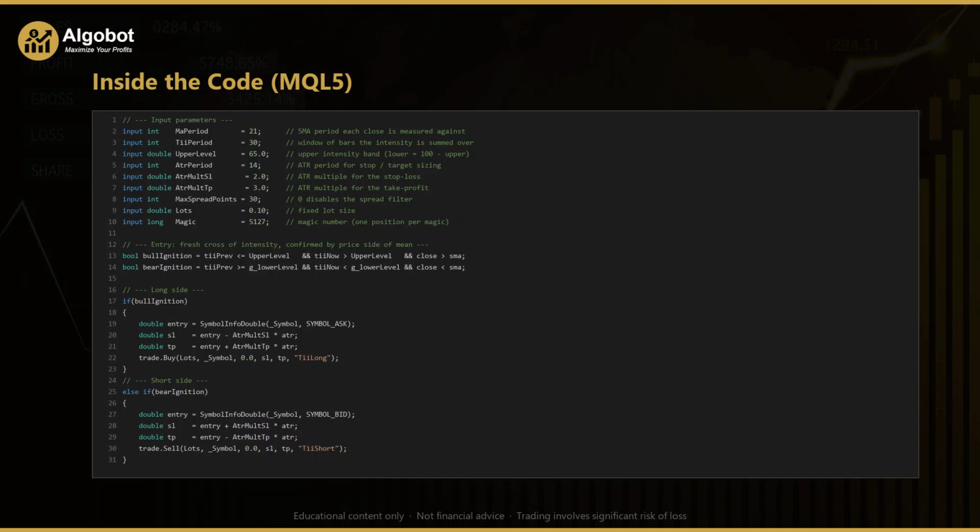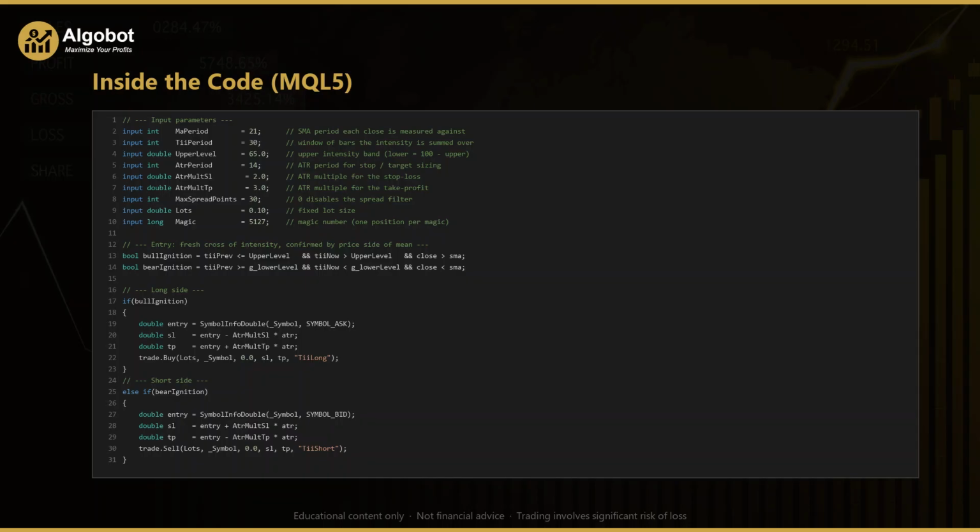Look at bull ignition. It's true only when the previous index reading was at or below the upper level. The current reading is now above it, and the close is above the moving average. That's a fresh upward cross confirmed by price. Bear ignition is the exact mirror, using the lower level and requiring the close below the moving average.